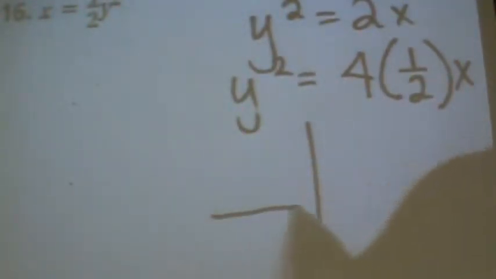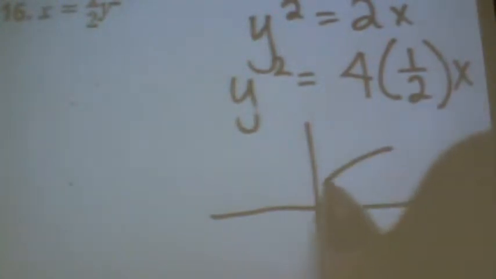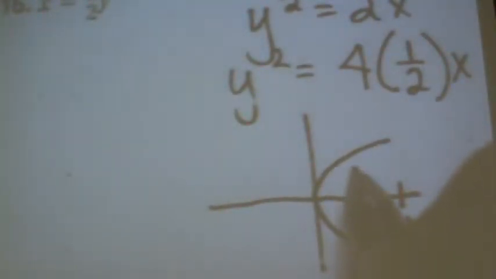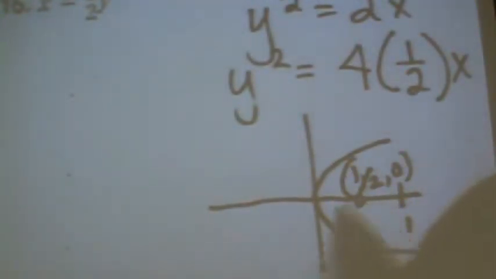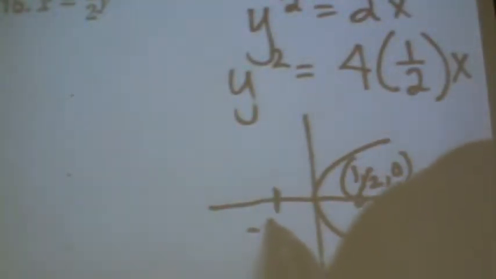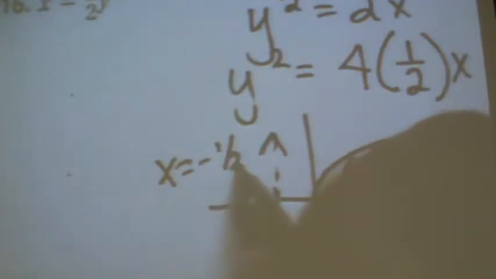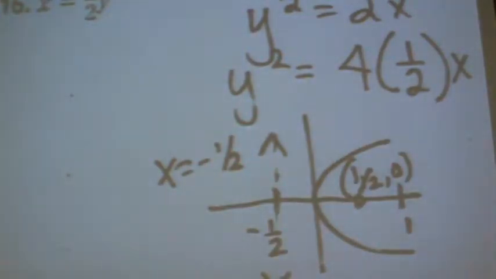So this is a parabola on its side like this. 1/2 is your, I'm sorry, the 1/2 is your fixed point. So (1/2, 0) is your fixed point. And x equals -1/2 is your directrix. Get this? Okay, next.